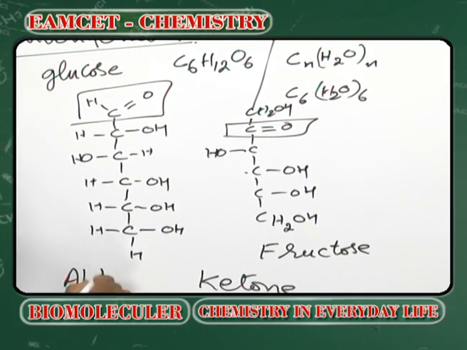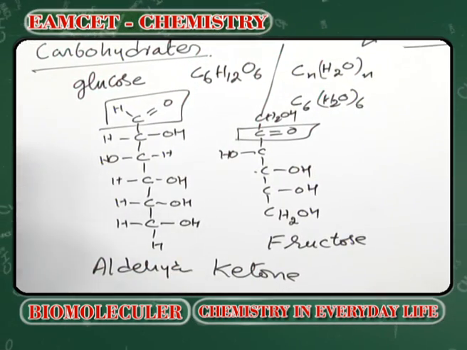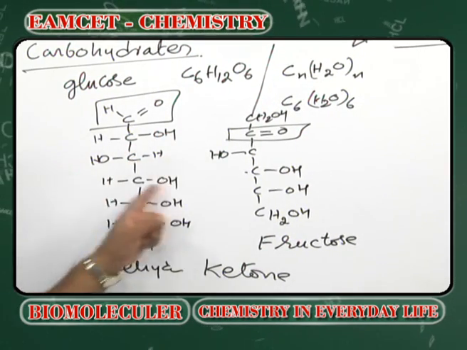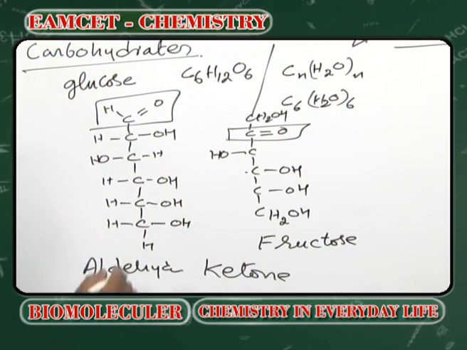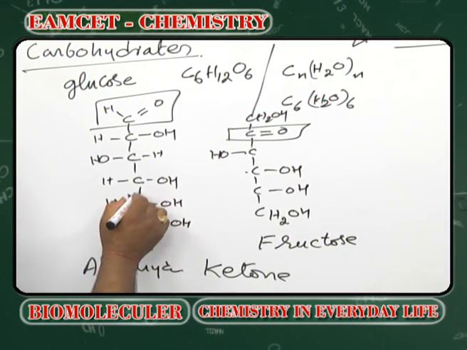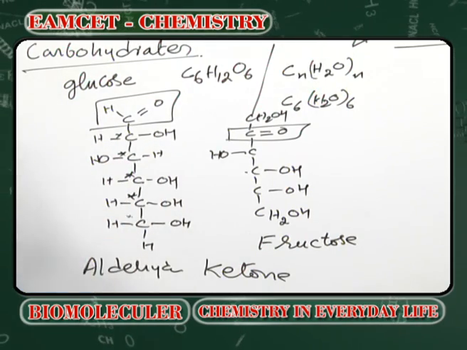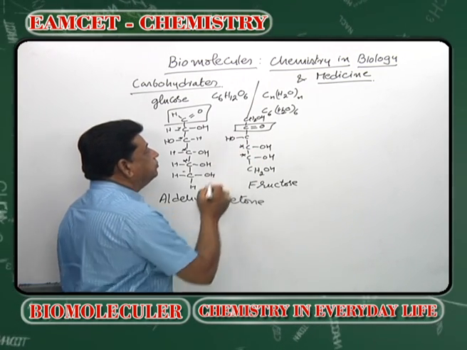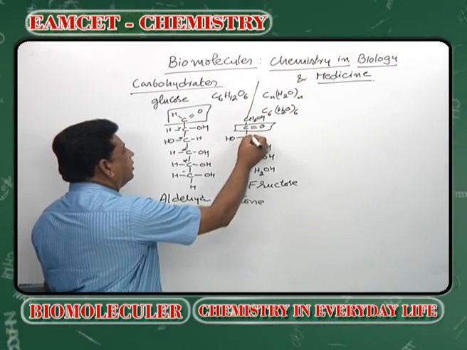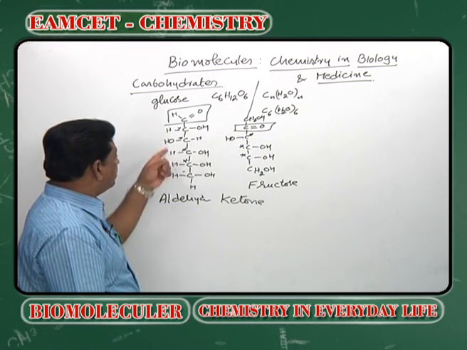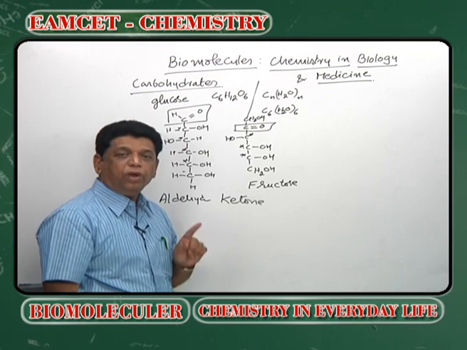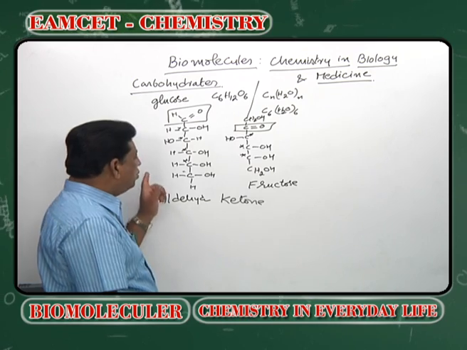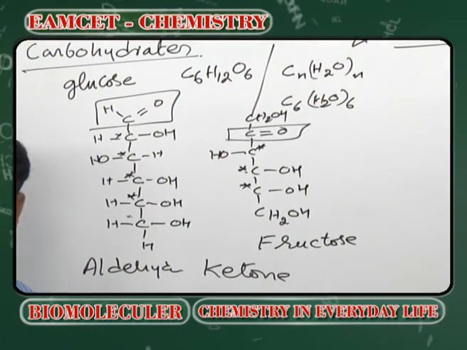Carbohydrates are defined as carbonyl compounds containing polyhydroxy groups, and there is optical activity. In glucose, 4 carbons are optically active. So optically active polyhydroxy carbonyl compounds are known as carbohydrates. Among them, glucose and fructose are the most important molecules.